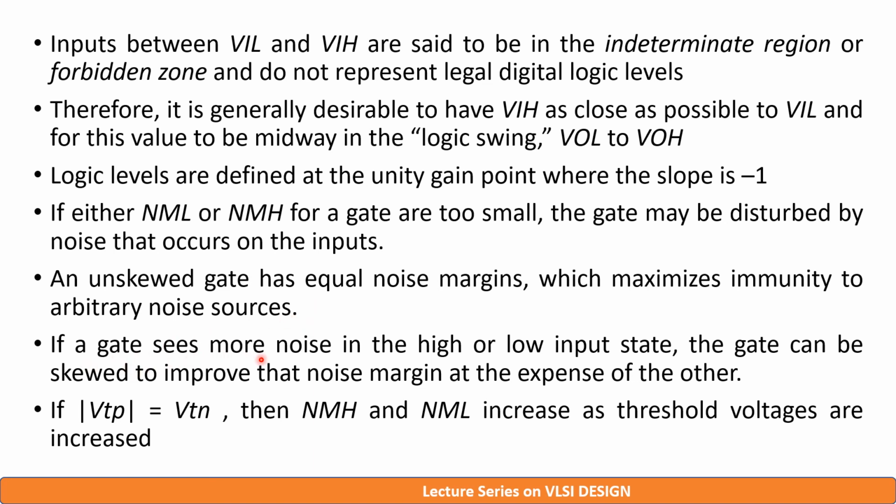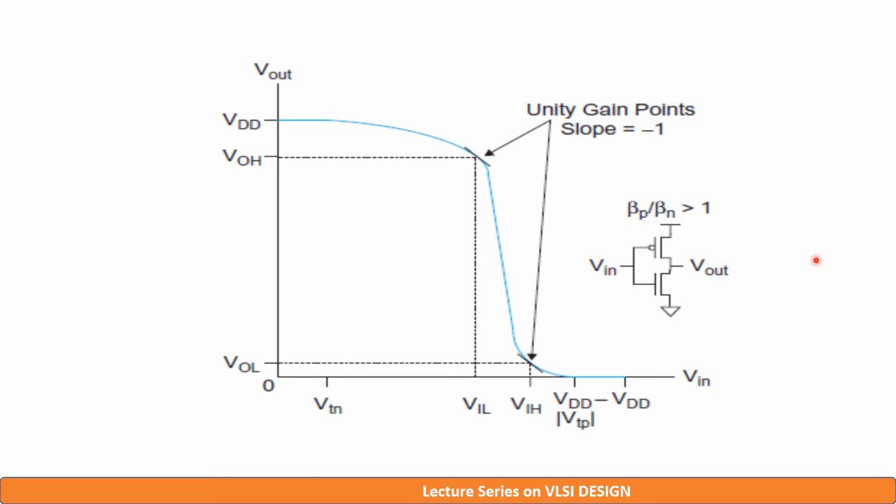If the gate sees more noise in the high or low input state, the gate can be skewed to improve that noise margin at the expense of the other. If both the threshold voltages are equal, the noise margin increases as threshold voltages increase. So gain at these points is -1.